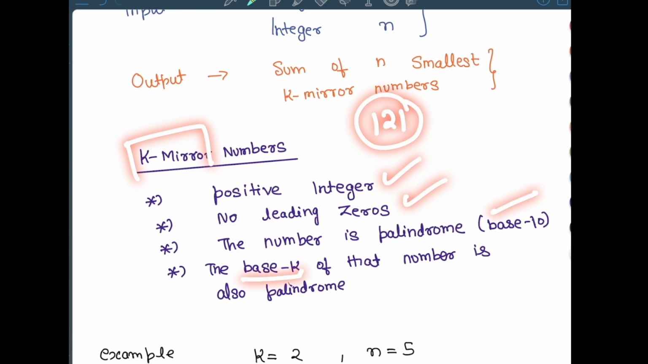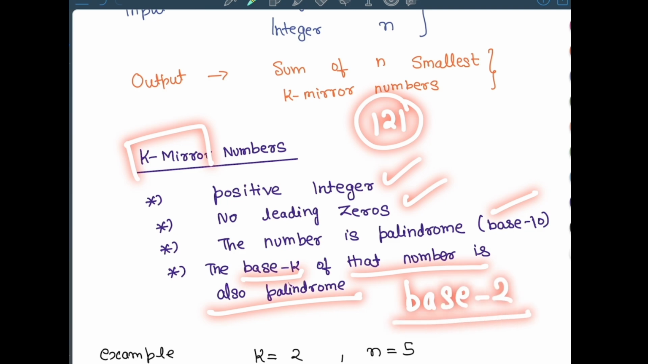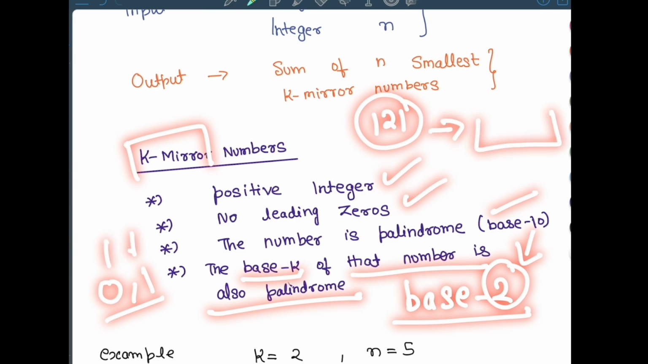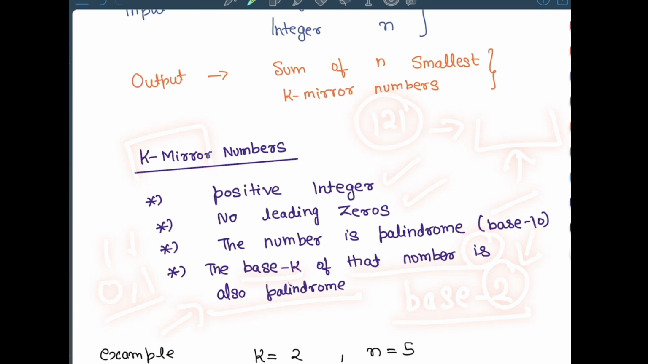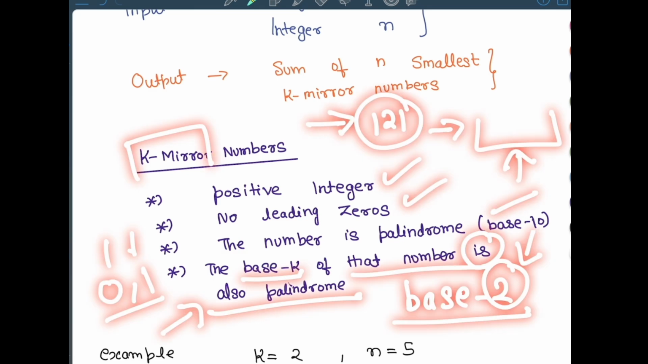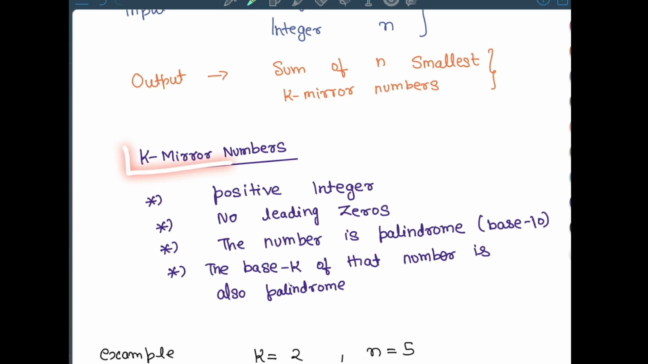Is the base 2 representation of that number also a palindrome? Now base 2 is nothing but a binary number, right? In a binary number, there are just two digits, 0 and 1. So when we say base 2, it means it has a total of two different digits, 0 and 1. Now convert 121 into a binary number, and if this binary number is also a palindrome, then you can say 121 is a k-mirror number. So I hope this clarifies what a k-mirror number is.